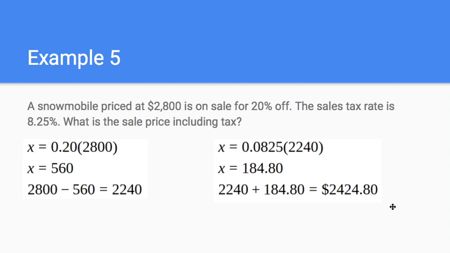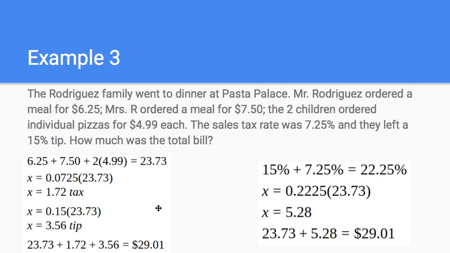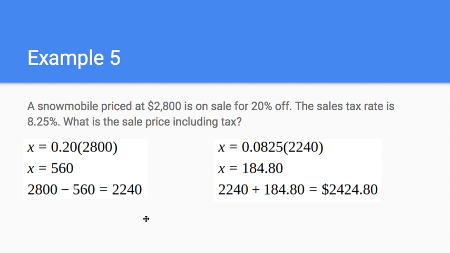So in this case, we couldn't combine the two percentages, not like the one with the restaurant, because in this case, the 20% off is coming off the original price. The sales tax is being based off of the sale price. In the restaurant example, both the tax and the tip were being calculated off the same amount. So that's something to keep in mind. You can't always combine the percentages.